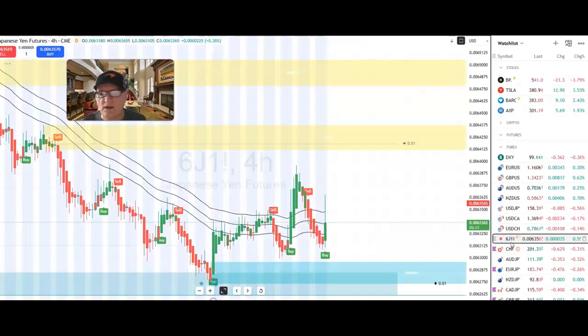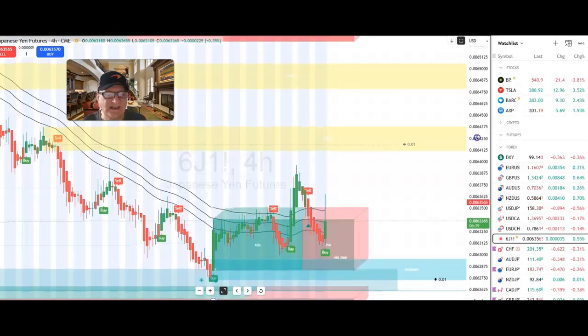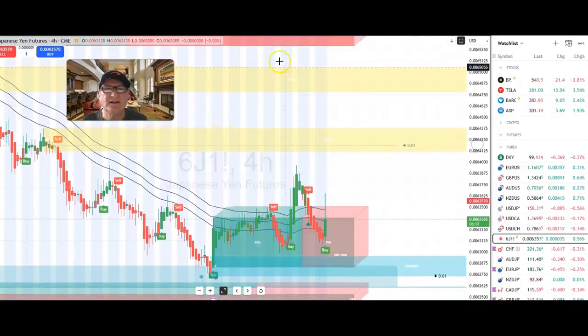So the yen futures are looking mixed. I mentioned this yesterday as well, but need I say any more?